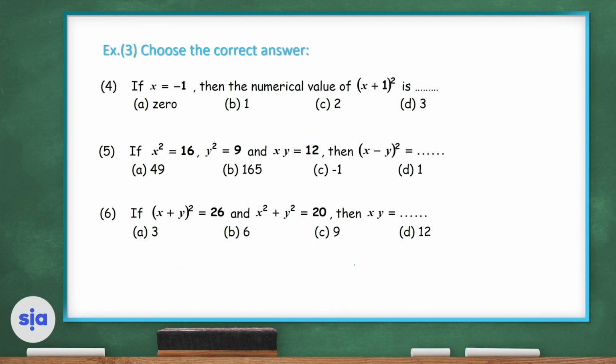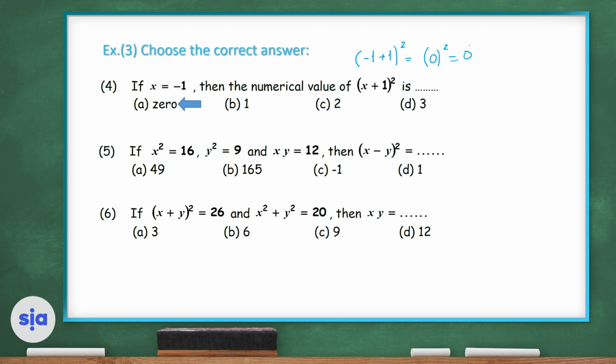Question 4. If x equals negative 1, how can we find this? Negative 1 plus 1 all squared, which is 0 squared. So the answer is 0, which is choice A.